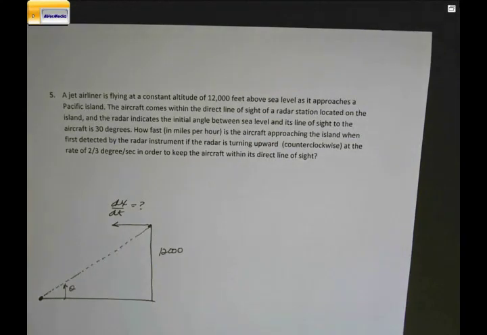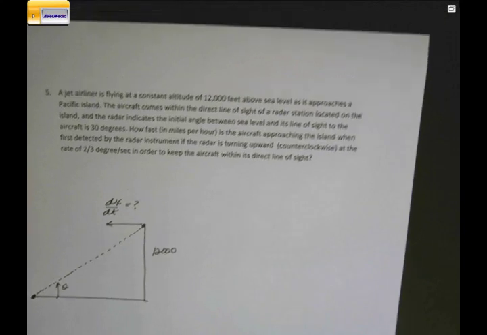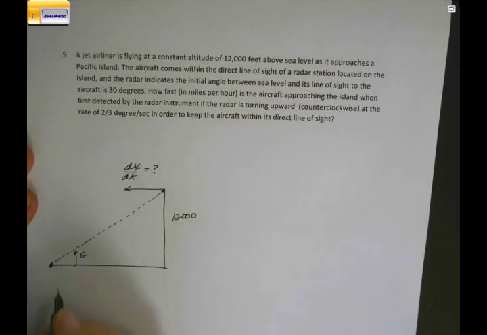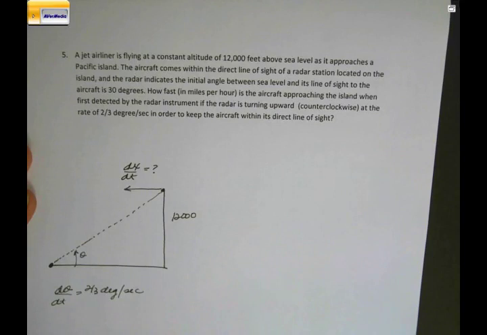If we freeze time, because it's first detected by the radar instrument, if the radar is turned upward at a rate of 2/3 degrees per second. Okay, so what is d theta dt? 2/3 degrees per second. In order to keep the aircraft within its line of sight. I don't like this 2/3 degrees per second thing. Okay, we're going to have to convert that. I can tell you why we have to convert it.